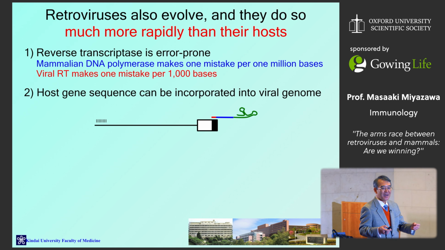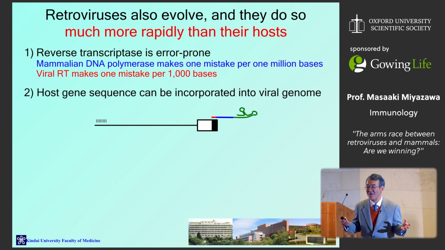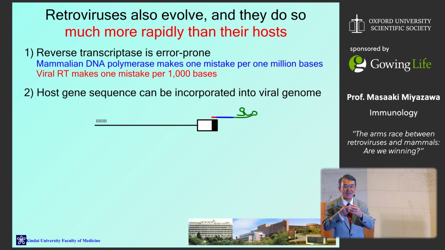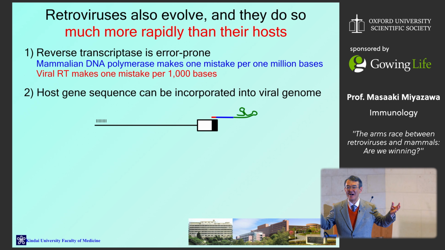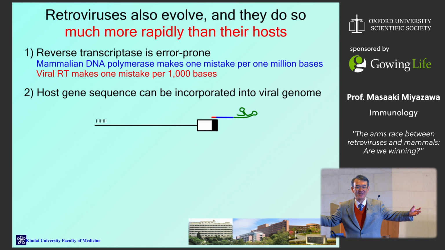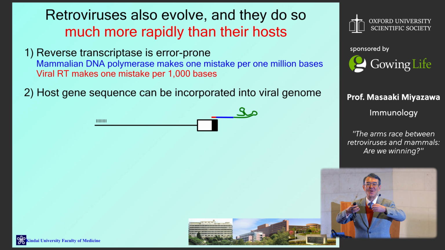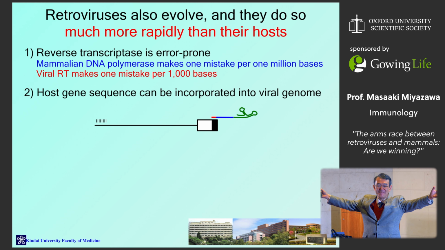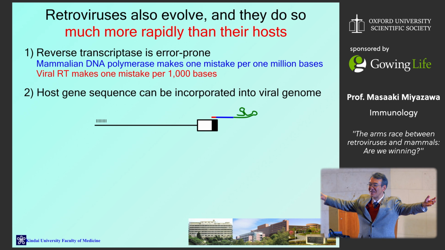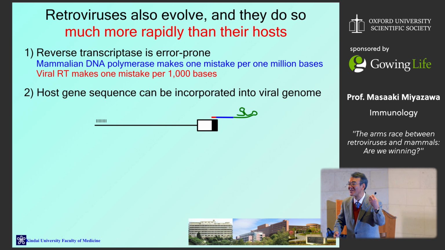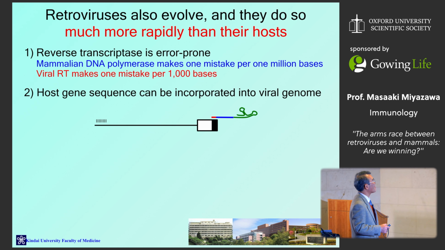And of course, most of the mistakes are fatal. When there's a mutation in the viral genome, it can cause the loss of replication capability. However, retroviruses are produced from infected cells very, very rapidly. If you produce 1,000 viral particles, even if most of the mutations are fatal, still 1 in 1,000 can be beneficial for the proliferation of retroviruses.